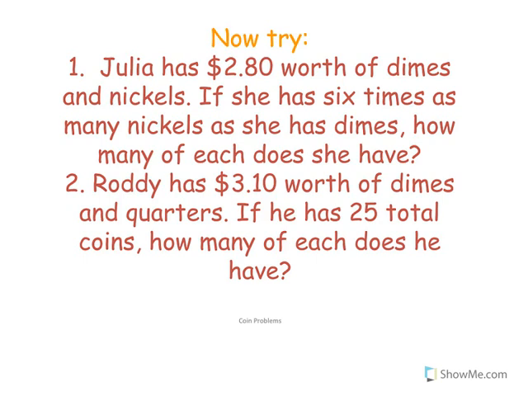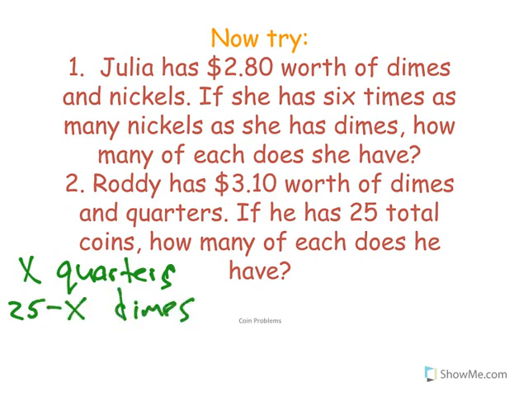So we've got $3.10 worth of dimes and quarters, 25 coins total. I'm going to say we've got x quarters, and I've got 25 minus x dimes. Now, if you had done it the other way around, it makes absolutely no difference. You're going to get a different value for x, but your answers at the end will be the same, and I will explain once we get there.